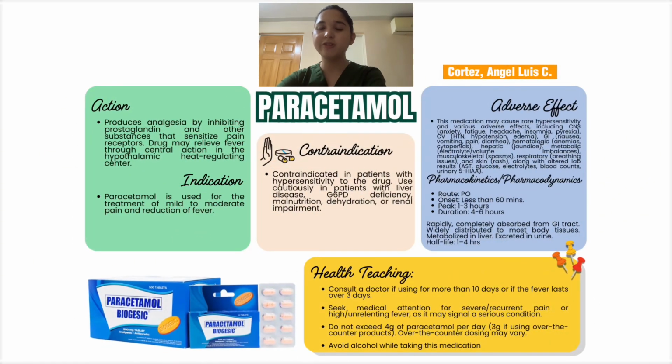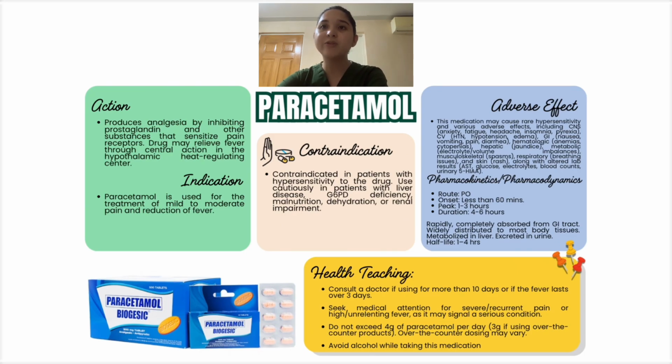For the drug study of paracetamol, paracetamol is the generic name with Biogesic as its brand name. Its therapeutic classification is analgesics. Pharmacologic classification is para-aminophenol derivatives. For adults, 325 mg to 600 mg per orem every 4 to 6 hours, with a maximum dose of 3,250 mg daily. For the mechanism of action, paracetamol produces analgesia by inhibiting prostaglandin and other substances that sensitize pain receptors.